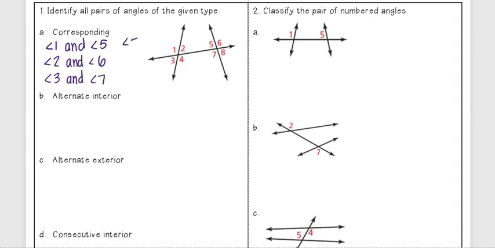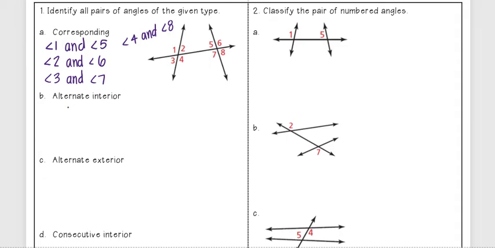And then last but not least, angle 4 is on the bottom right corner, and that's going to match with angle 8. And again, another way to think about it, angle 4 is below the transversal, so remember that transversal is the one that's intersecting those two lines, and it's to the right of its relative line. 8 is on the bottom of the transversal to the right of its relative line.